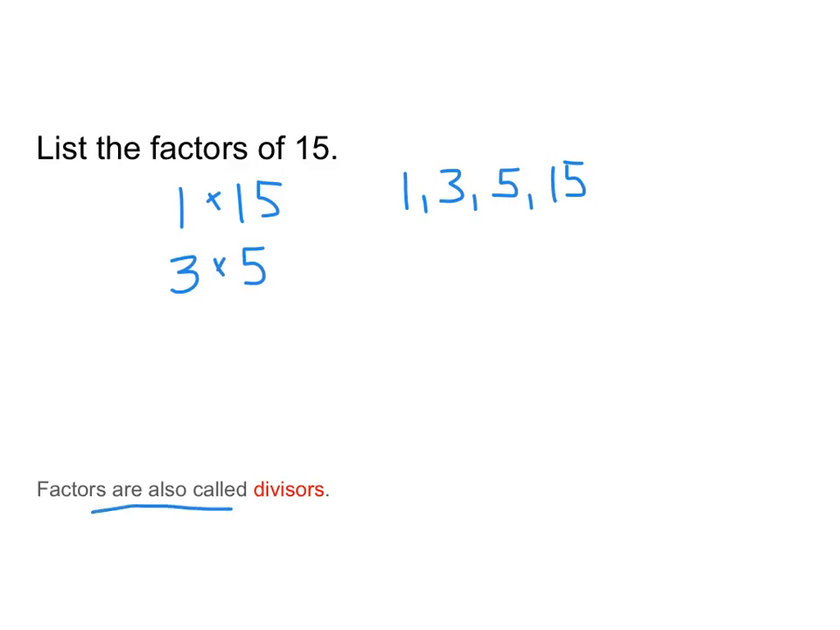Factors are also called divisors. Divisors would be numbers that we can divide by. So each one of these numbers would be a divisor of 15 because we could take 15 and divide it by that number. 15 divided by 1 is 15. 15 divided by 3 is 5. 15 divided by 5 is 3. And 15 divided by 15 equals 1. So factors and divisors are the same thing, and the number 15 has 4 factors that we just listed here.